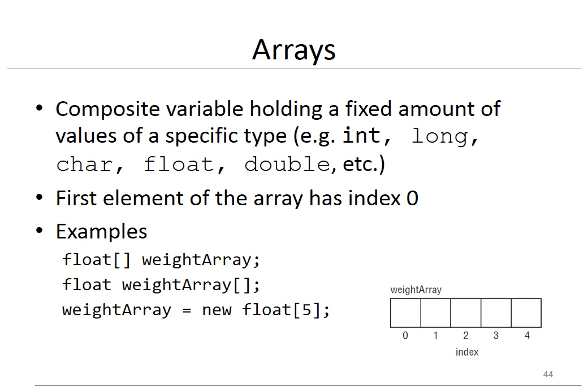The first two statements here are equivalent and define a variable weightArray representing an array of floating point numbers. The array can then be initialized using the new operator as illustrated by the third statement: weightArray equals new float[5]. We can now store 5 floating point numbers in the variable weightArray. Remember that the first value is stored at index 0 and the final value at index 4. The values stored initially will be the default values, which is 0.0 for float.